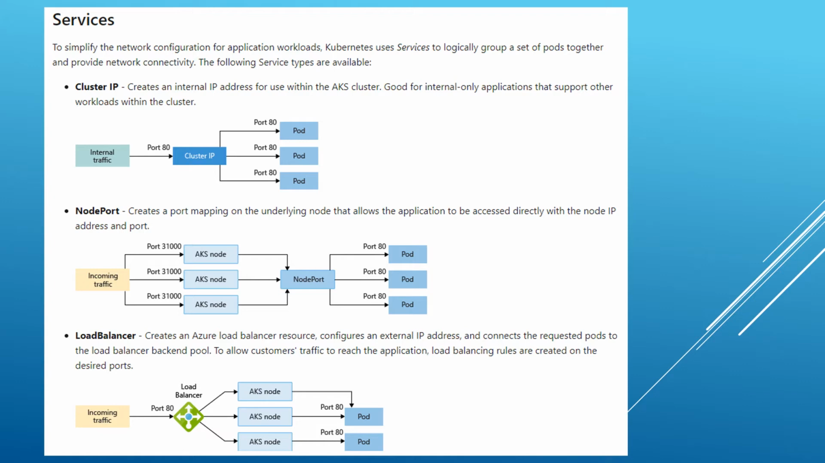and provide network connectivity. Cluster IP. If you define your deployment or service as a cluster IP, that will create an internal IP address for your service. By using that, you can communicate within your cluster. You can expose your application within your cluster. That is the cluster IP. If you don't specify anything on your service, by default that will be considered a cluster IP.